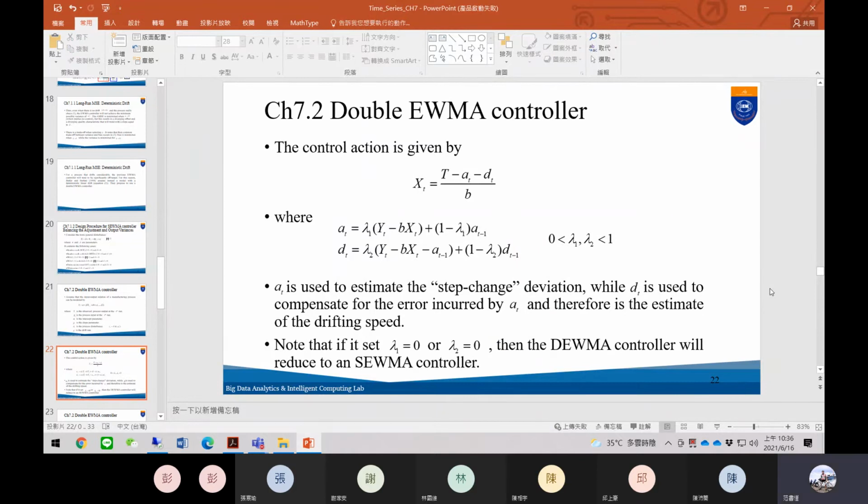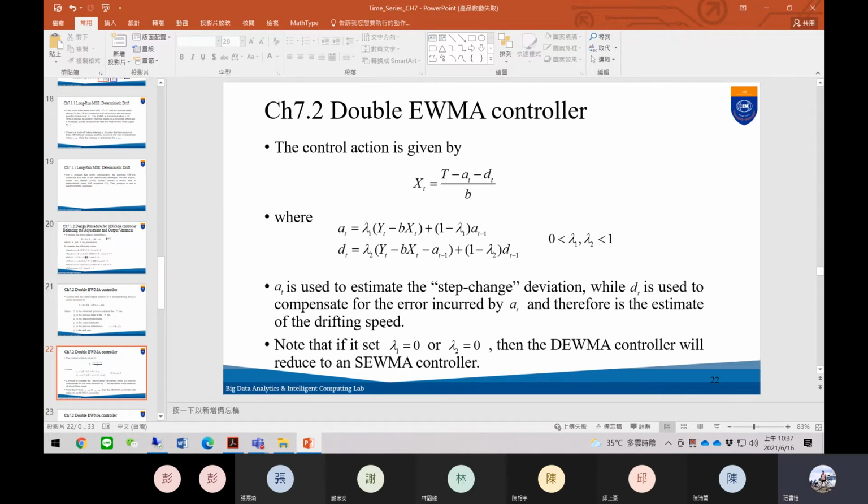While dt is used to compensate for the error incurred by alpha t. This is the process gain, process offset, and therefore dt is an estimate for the drifting speed or drifting rate.